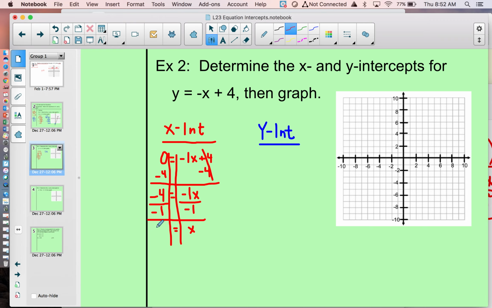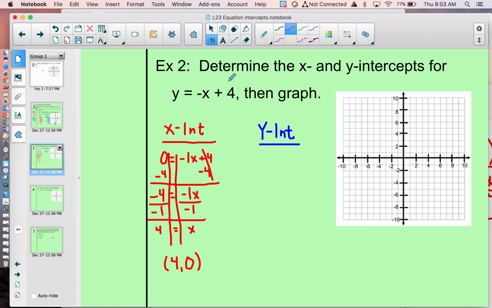But we got to write this as an ordered pair. So you've already got your x value. And your y value, well, what did you substitute in for y to actually get x? You substituted in a 0, right? And that makes sense because it's an x-intercept.